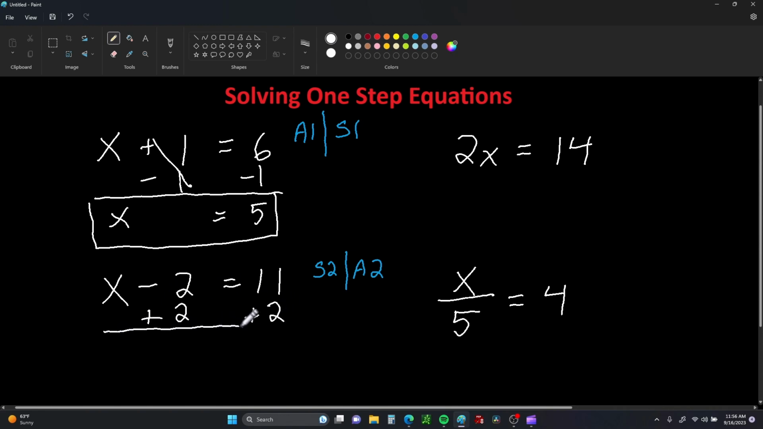And then I go left to right. I bring down the x. These add up to 0. Bring down the equals, and 11 plus 2 is 13. And this one is done.